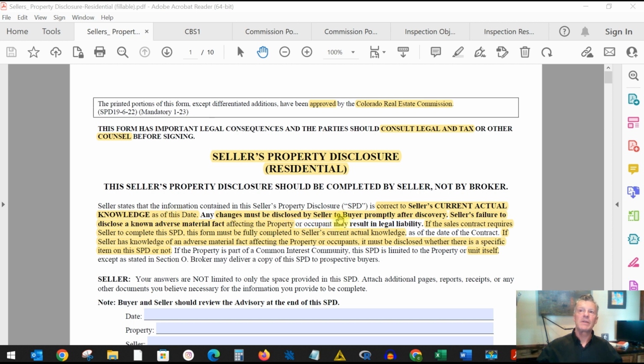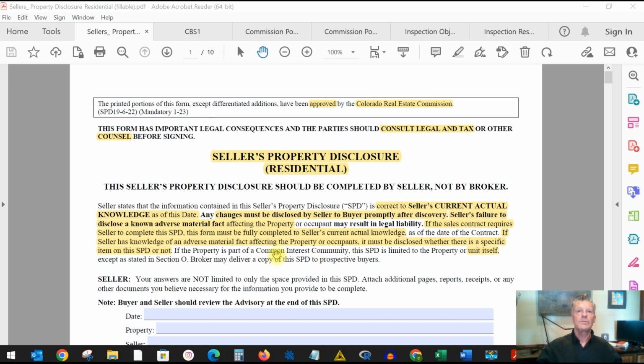Changes must be disclosed by seller to buyer promptly after discovery. What that means is on the date you do this, if something were to change, an adverse material fact, and we're going to try to talk about that so you get an idea of what that means. After the seller has filled this out and sent it to you, and even after you've done your inspection, if something else happens, they're supposed to inform you in writing. Always do everything in writing, okay?